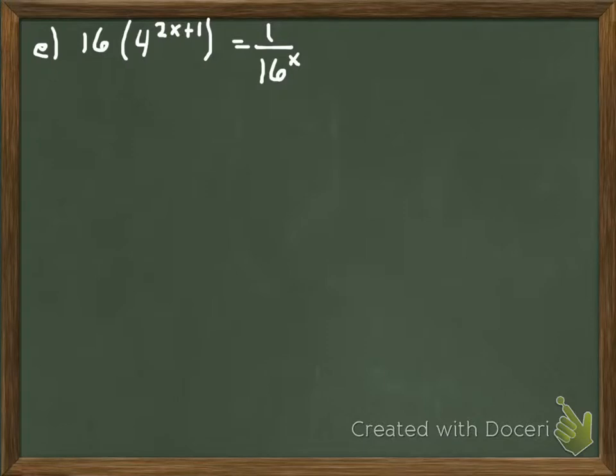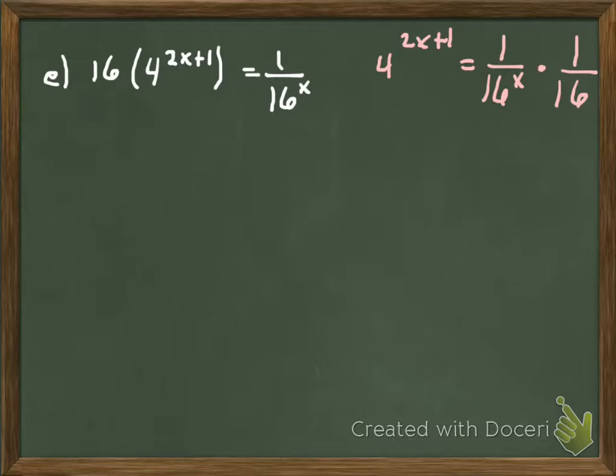So, my first goal here is I'm going to try to make sure that I only have a number being raised to a power on this side. In other words, I got to get rid of this multiplication. And so I'm going to do this. I'm going to multiply both sides by 1/16 rather than dividing by 16, and I think you'll understand why I do it that way here in a second.